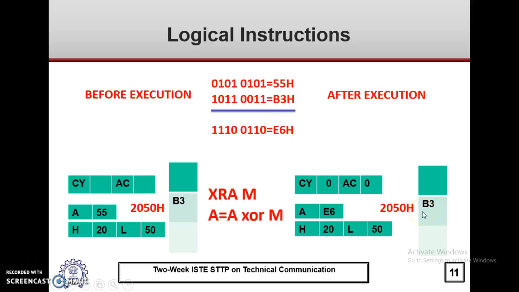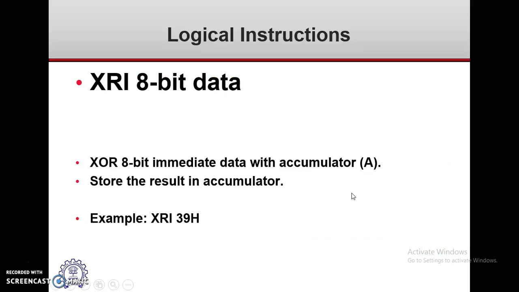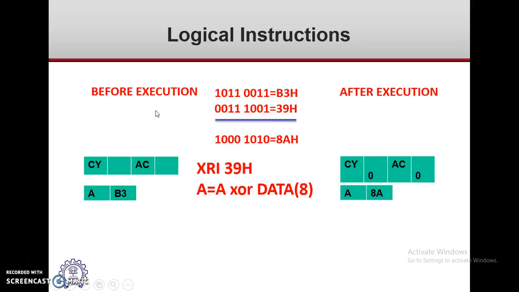Result of this memory location will not change, it will remain the same, and this is the status of carry flag and auxiliary carry flag. Now this is XRI instruction, XORing 8-bit data. So one content is 8-bit data which is part of the instruction, and second data is at accumulator, and XOR result is also available at accumulator. Now this is the result.